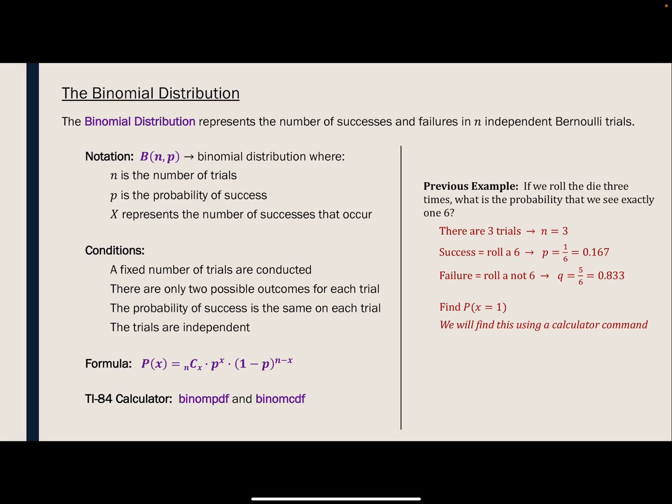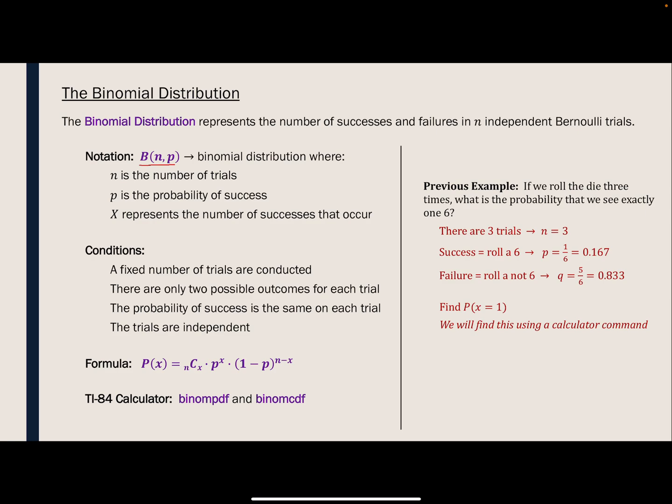So a binomial distribution represents the number of successes and failures in n independent Bernoulli trials. The notation is this. We use a capital B. N is the number of trials, and P is the probability of success. And then capital X represents the number of successes that occur.